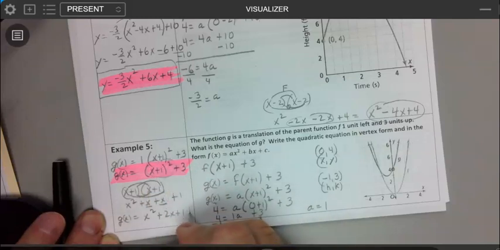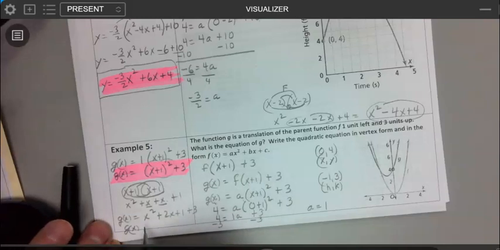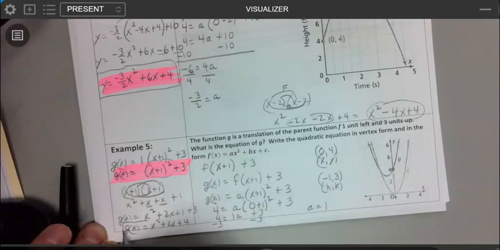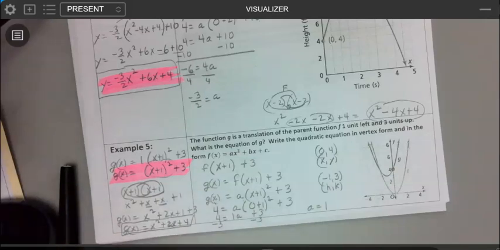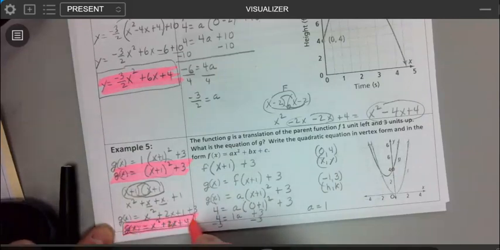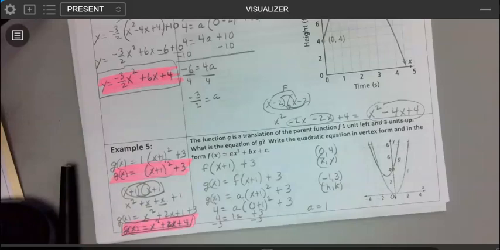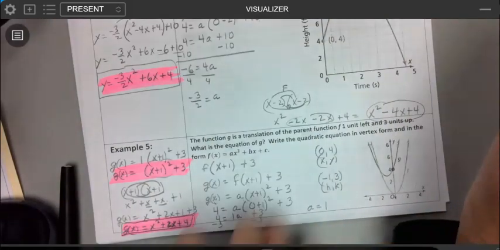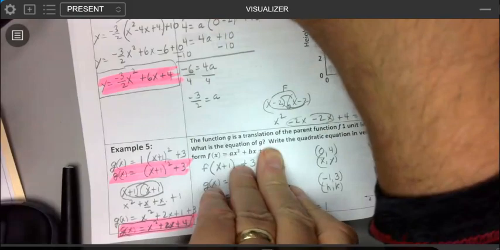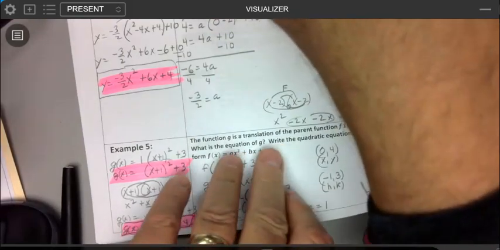So that's this. And I bring my 3 down, and I add the 1 plus 3, which gives me x squared plus 2x plus 4 in standard form. There it is. So standard and vertex form. It's easy to go from vertex to standard, a lot more difficult to go from standard to vertex form.